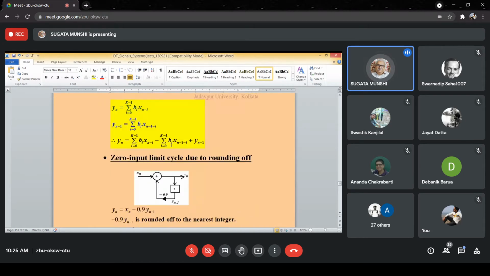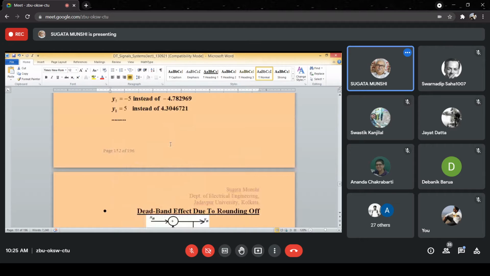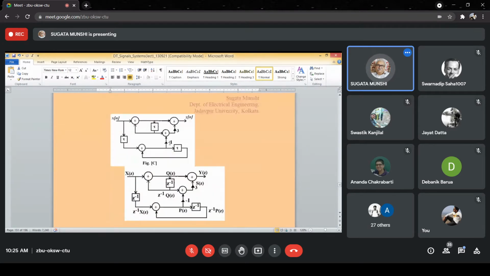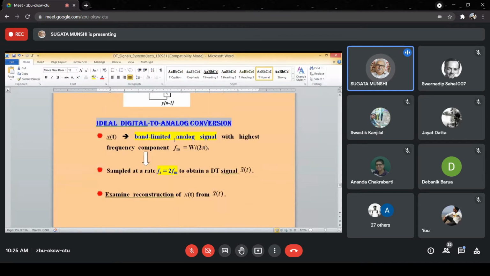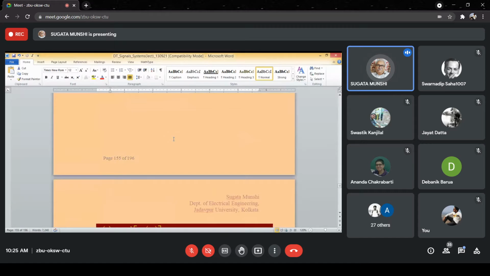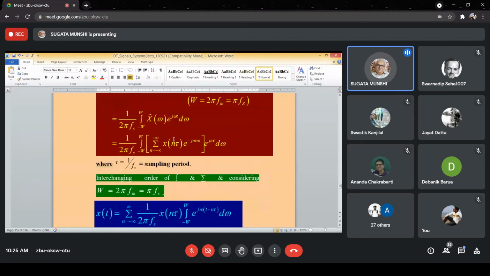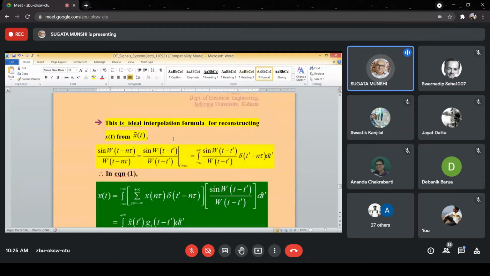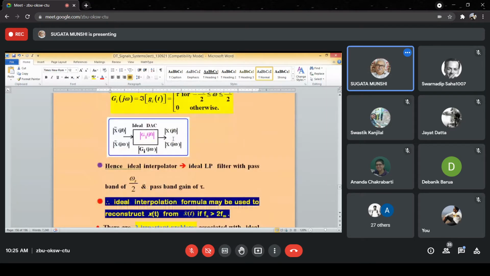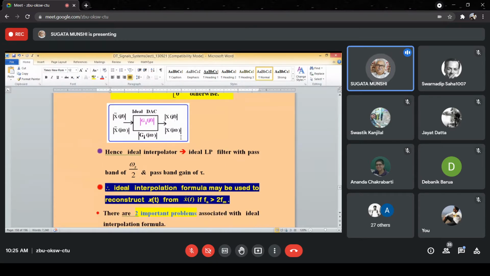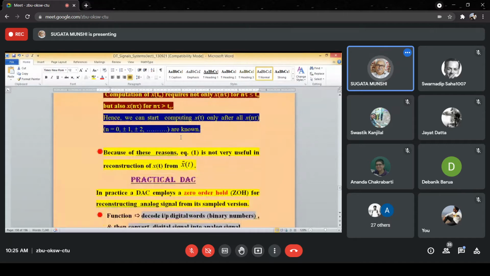Now I am moving on to the practical digital to analog converter. We had considered the ideal interpolator or ideal DAC or ideal discrete time to continuous time converter. Now we are moving on to the practical DAC. I have pointed out the problems that we will face in implementing the ideal interpolator. So that cannot be used.